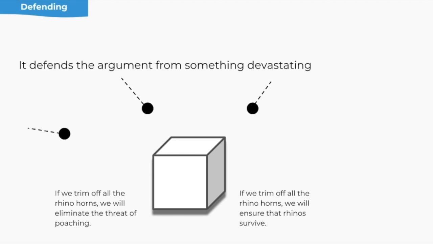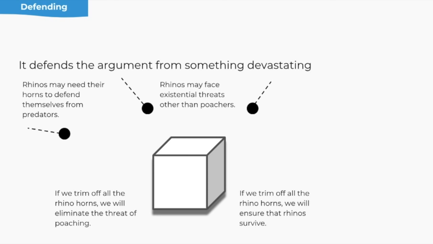Well, they're concluding that if we trim off all the rhino horns, we will ensure that rhinos survive. Why? Well, if we trim off all the rhino horns, we will eliminate the threat of poaching. But eliminating the threat of poaching doesn't necessarily guarantee that the rhinos are going to survive. They may face existential threats beyond poaching. There could be other things to consider. So rhinos may need their horns to defend themselves from predators. If you trimmed off the rhino horn and they needed them to defend themselves from predators, well, then the rhinos may not survive. So rhinos may face existential threats other than poachers.